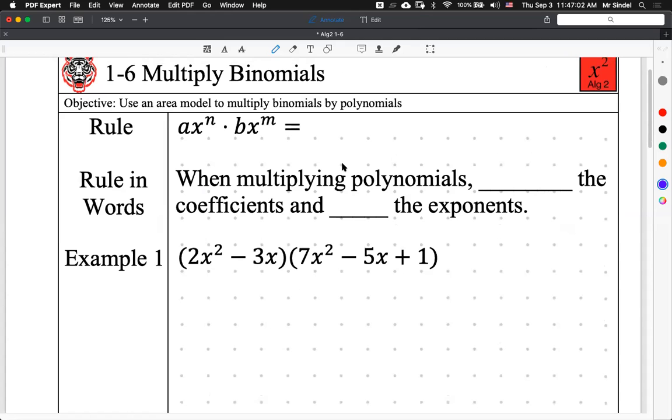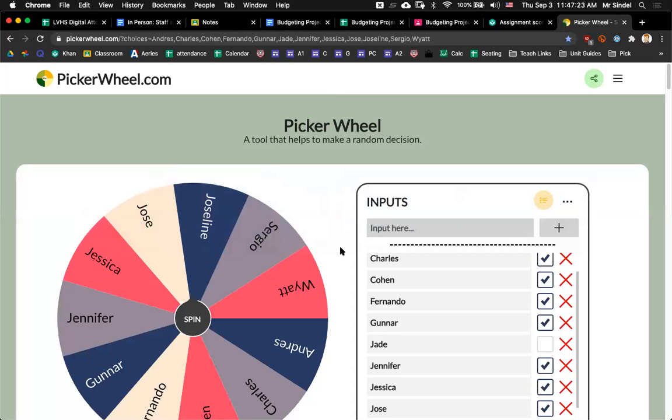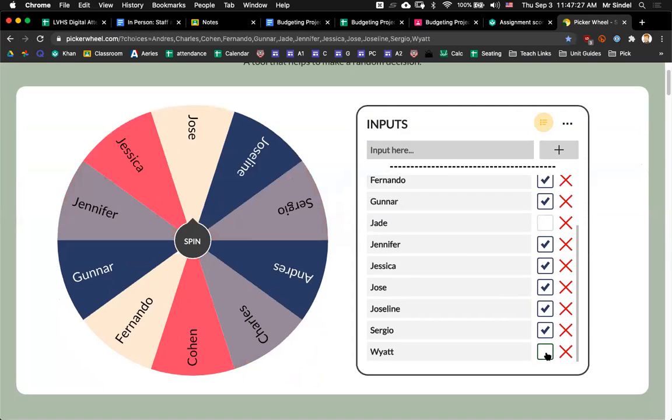Read our rule from yesterday, or last lesson, I should say. Wyatt, go for it. A times B times X to the power of N plus M. Perfect. And then I'll go ahead and take you off of the wheel too. Wyatt, you're off the wheel.